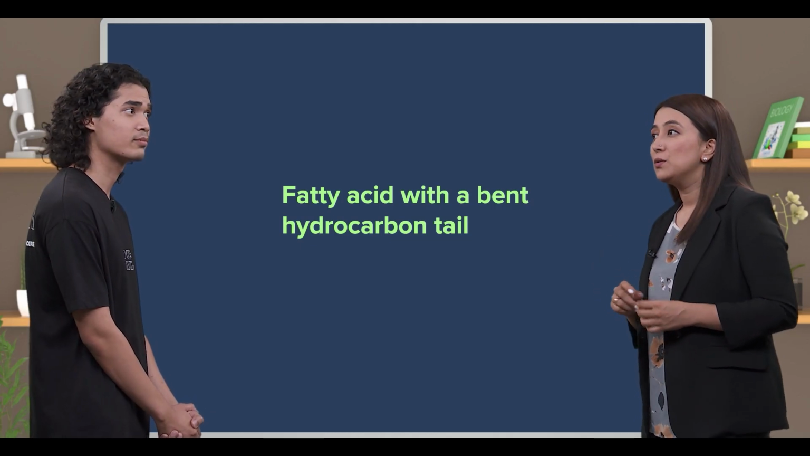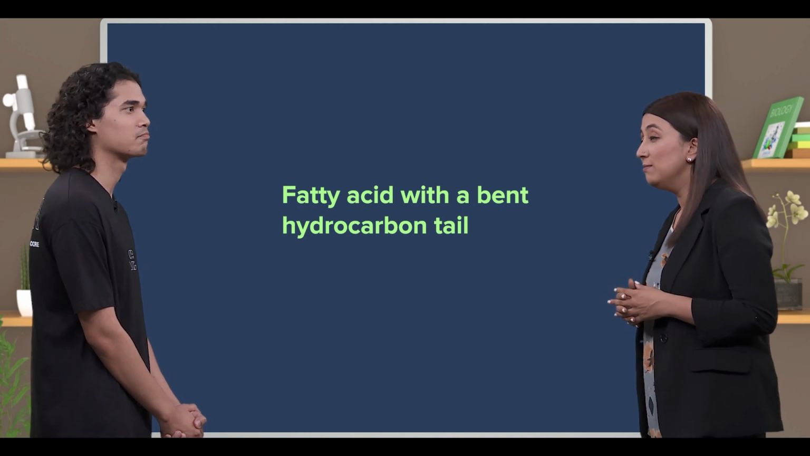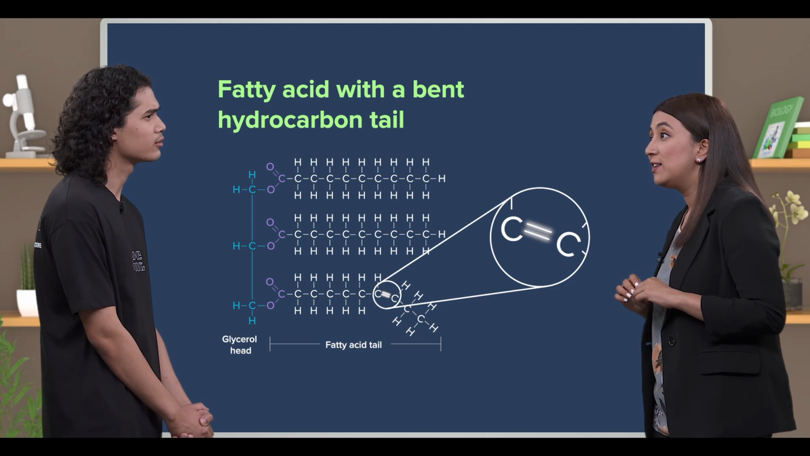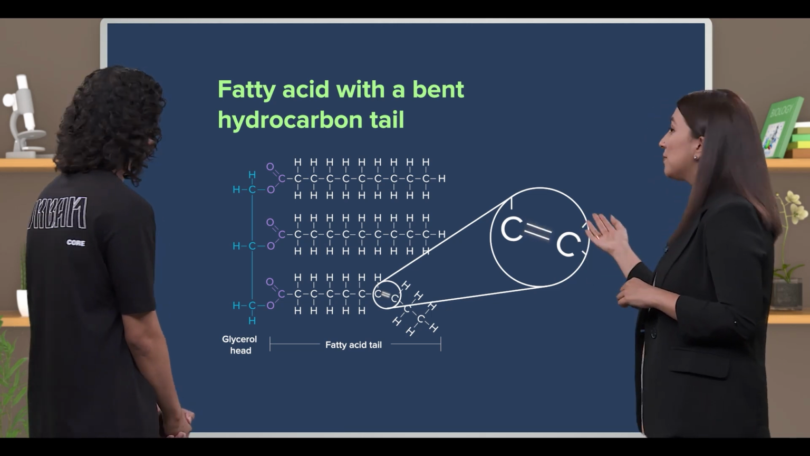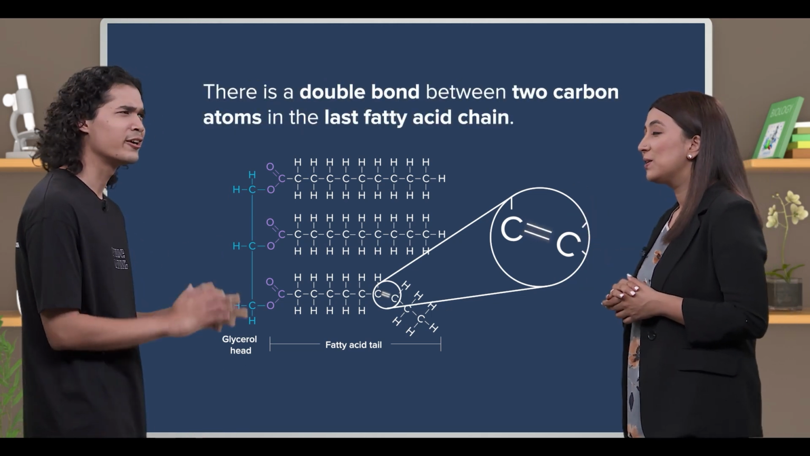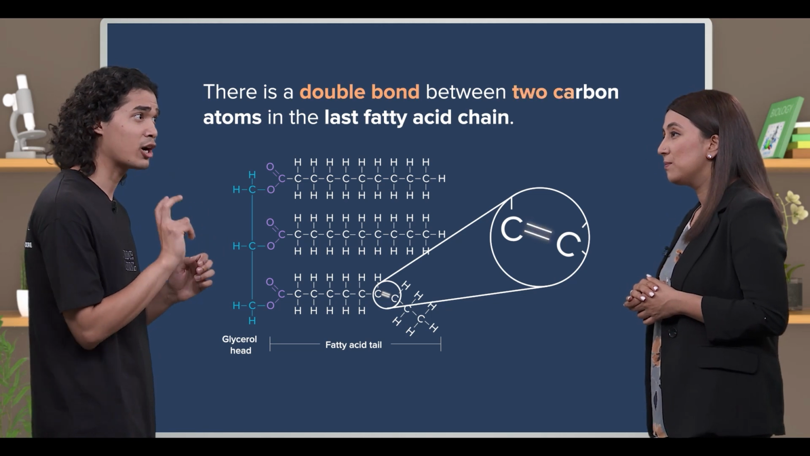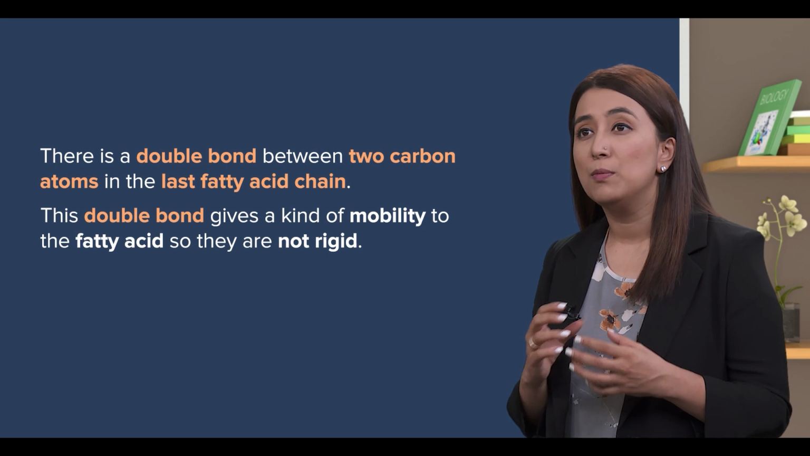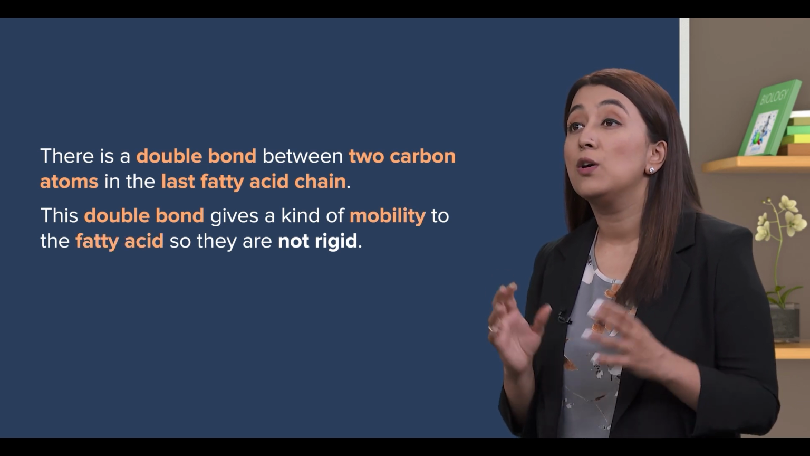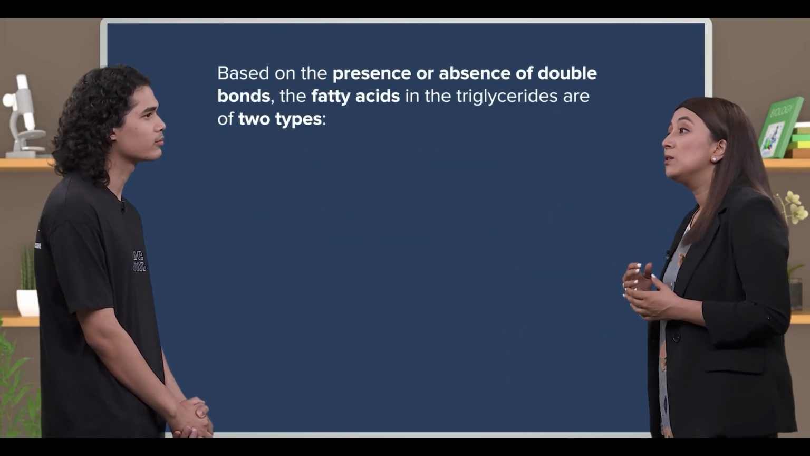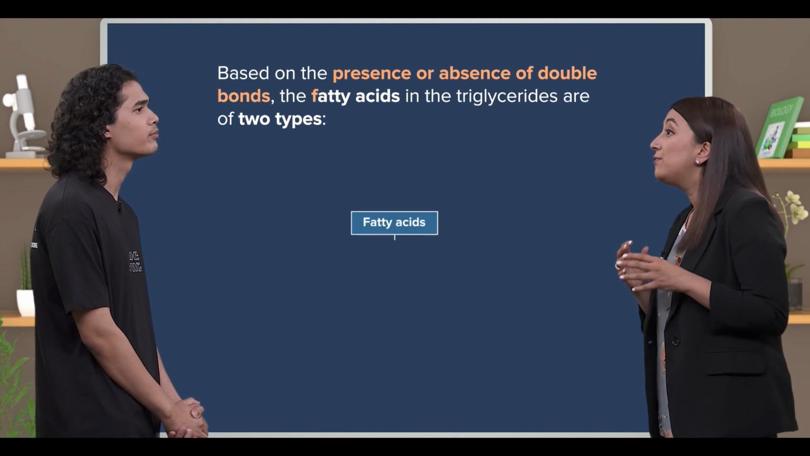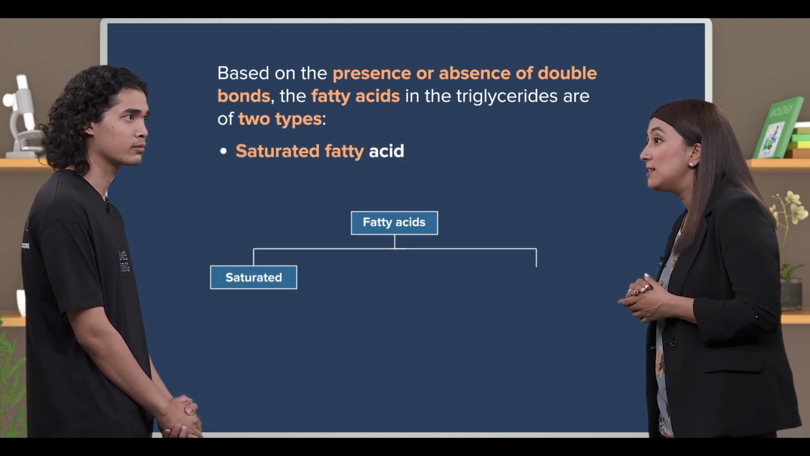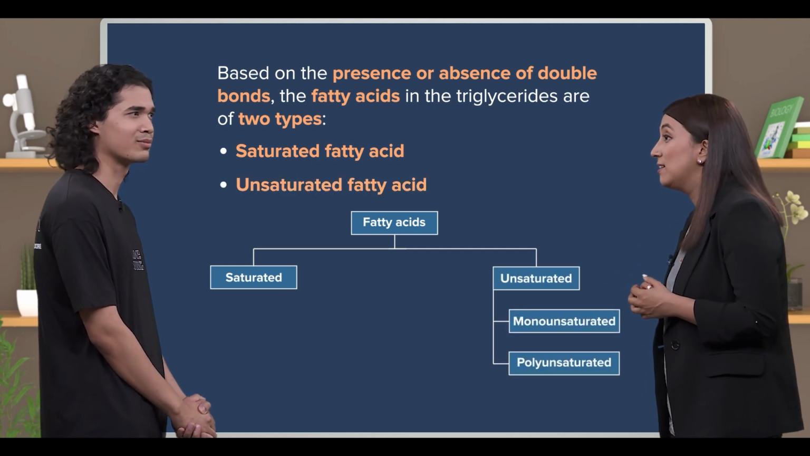Shall we get further into the bent structure of the hydrocarbon tail? Of course. Look at it carefully. Do you notice the double bond present there? Yes, there is a double bond between two carbon atoms in the last fatty acid chain. This double bond gives a kind of mobility to the fatty acid, so they are not rigid. And, based on the presence of such double bonds, the fatty acids in the triglycerides are of two types, saturated fatty acid and unsaturated fatty acid.